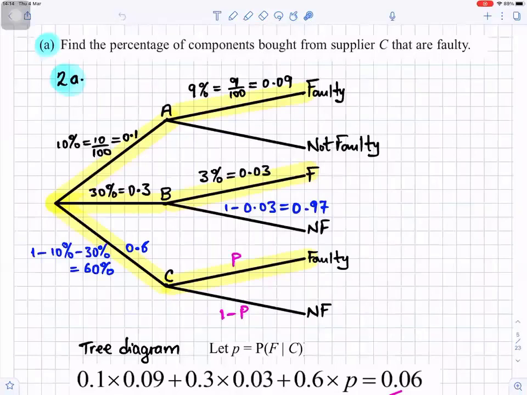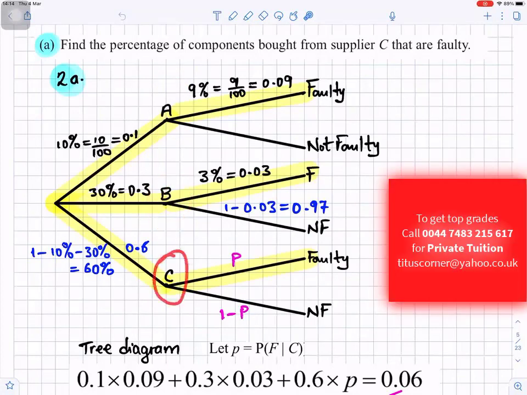So the best way is to represent this on a tree diagram. We have components A, B, and C. 10% is the same as 10 divided by 100, so it's 0.1. 30% is 0.3. And 100% minus 30% minus 10% gives you 60%. So this one is 60%. So here it is 100%.